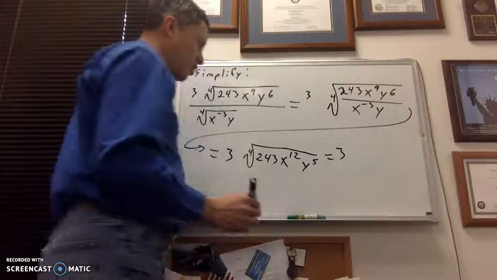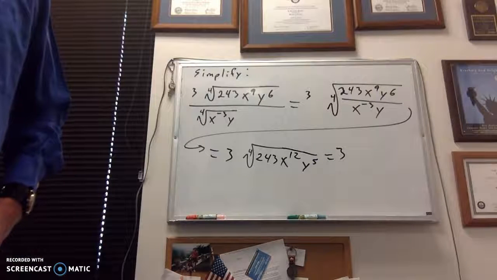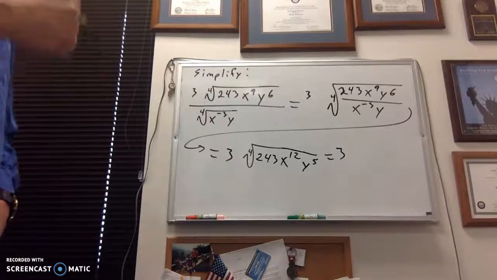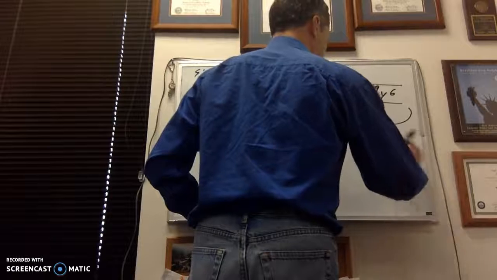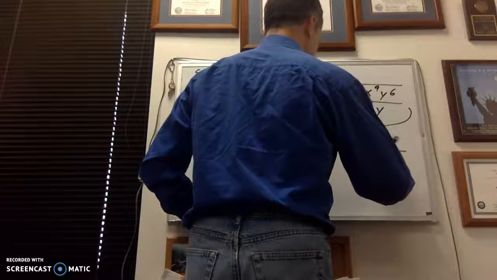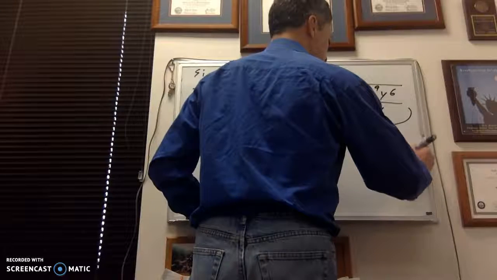Now let's look at this 243 for a minute, okay? So 243, if you're not sure what that's all about, turns out it's a perfect fifth power. It's 3 to the 5th. So I'm going to write that as 3 to the 5th power, x to the 12th, y to the 5th.